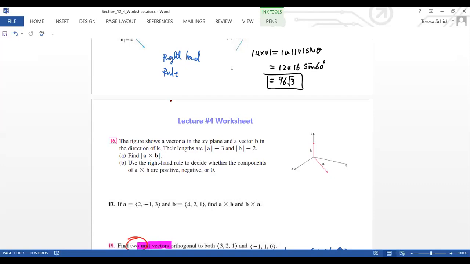Looking forward to talking about the next topic: how do I find a line in R3? How do I write it? What does the equation look like in R3?